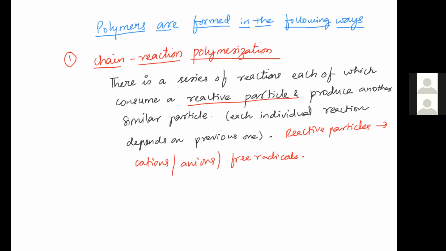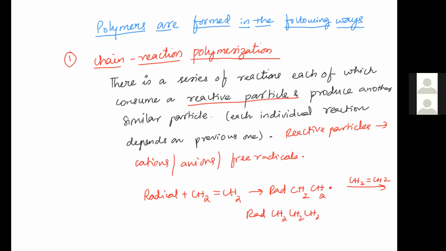So let me look at an example, okay? We have a free radical and an ethene. We are going to have a radical attached and CH2 radical. This again, in the presence of CH2 double bond CH2, we have a radical and CH2 radical, and so on and so forth. So it's going to continue like that. That's called chain reaction, where each reaction is dependent on the previous reaction and it will continue to happen.